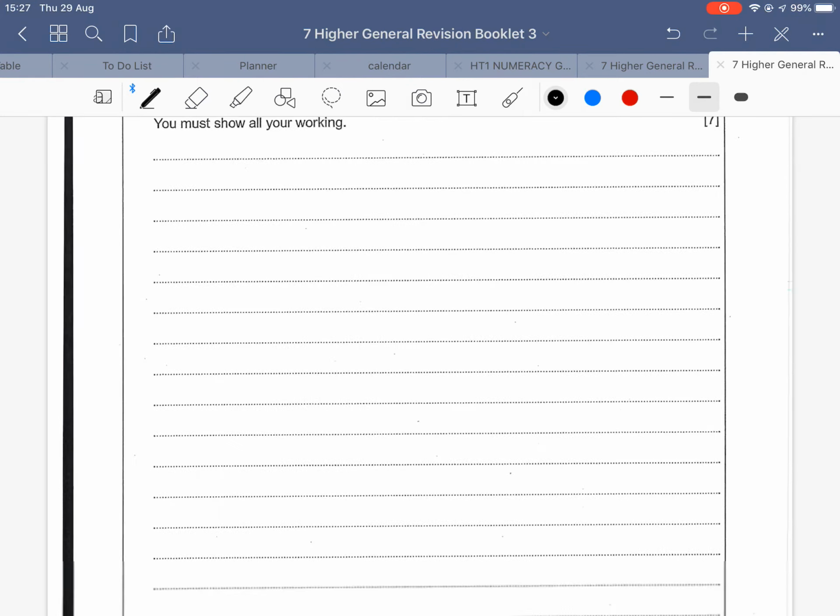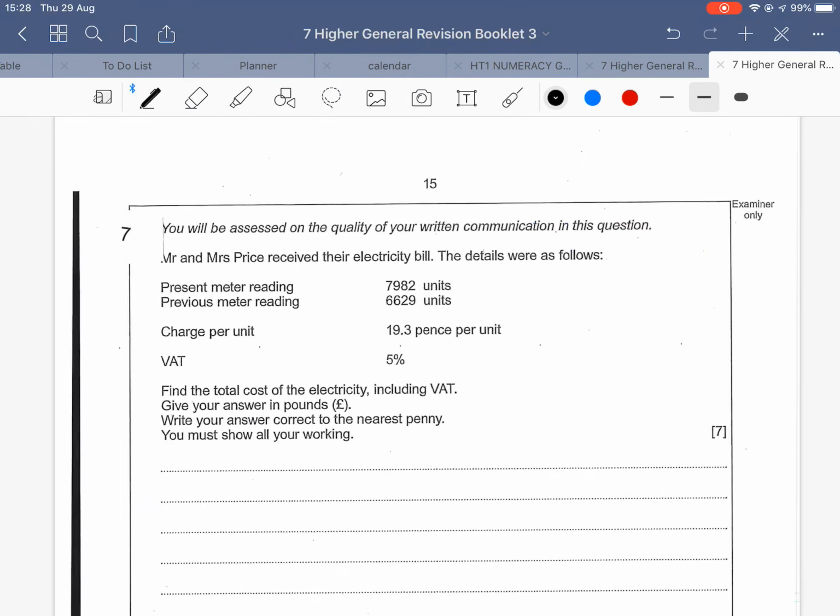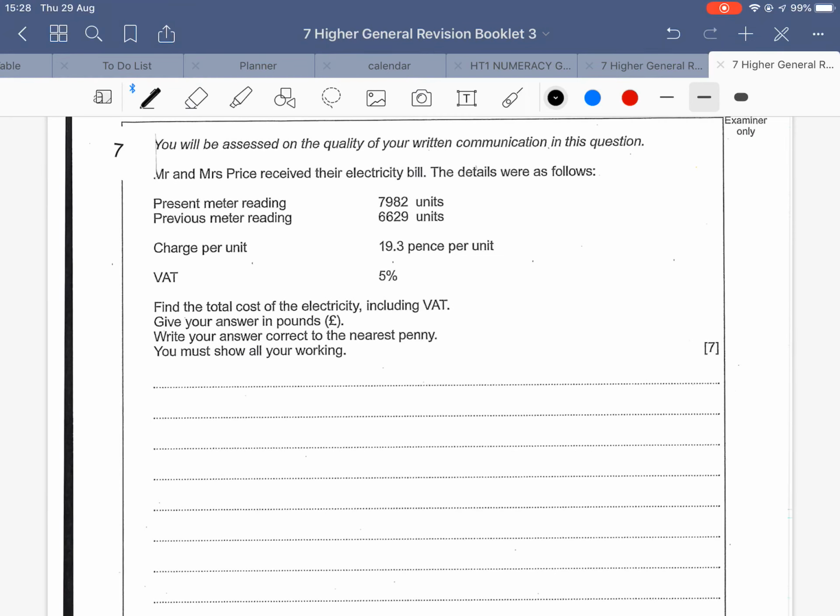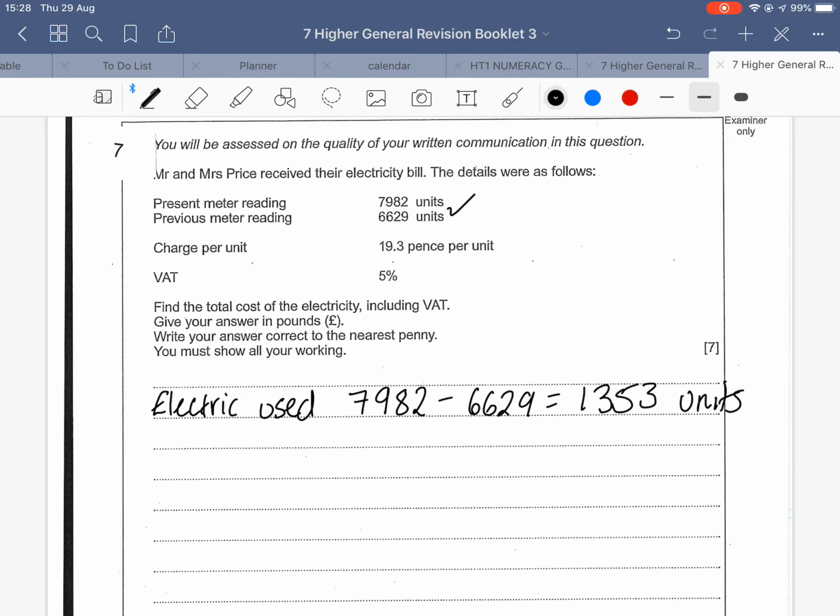What tier is this? This is also off the foundation paper. You should be fine with this. So we're gonna work out how much electricity we use by just taking these two away. So first one, electricity used. It's 7,982 minus 6,629. So we got 1,353 units.